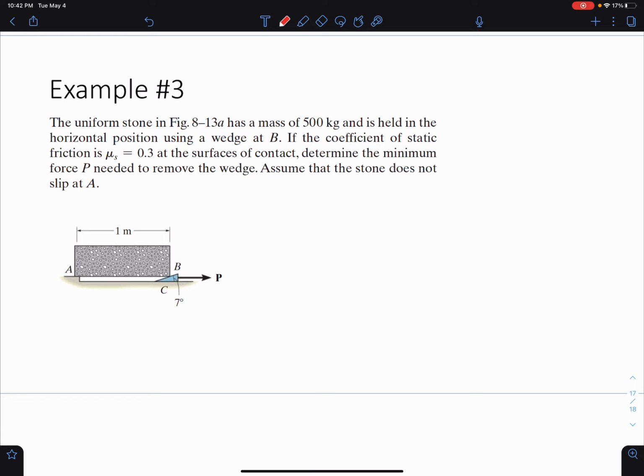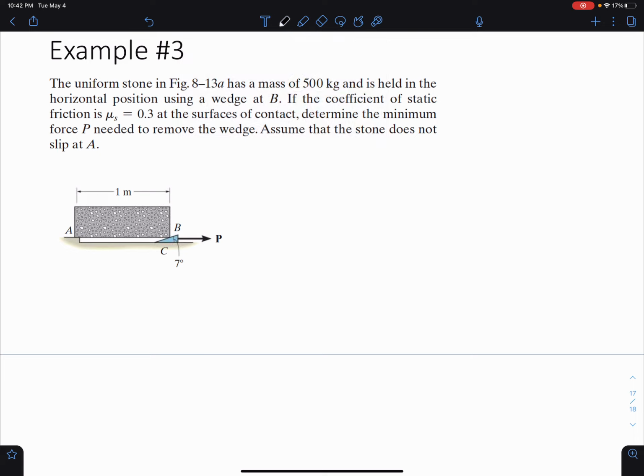Okay, we have a uniform stone, and we're given the mass of this stone, and it's held in the horizontal position using this wedge at point B. So it's kind of propping it up to match what's going on at point A here. If the coefficient of static friction is mu s equals 0.3 at the surface of contact, determine the minimum force P needed to remove the wedge, so to basically pull that wedge out of there, and assume that the stone does not slip at point A. So they're giving us that information ahead of time.